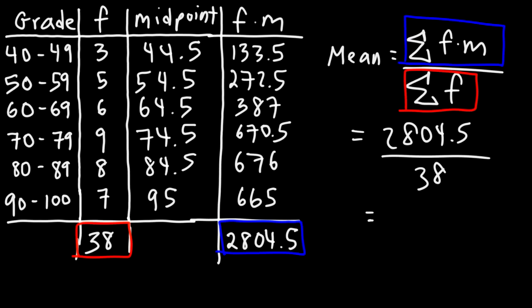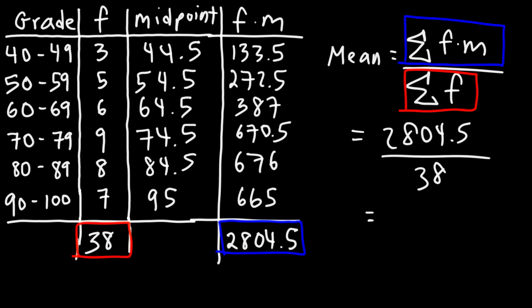Now, before we divide it, where do you think the mean is going to be? In which interval? Will it be in this interval, this one, which one? Notice that the highest frequency occurs here. So chances are the mean is going to be between 70 and 79, because most students scored in that range.